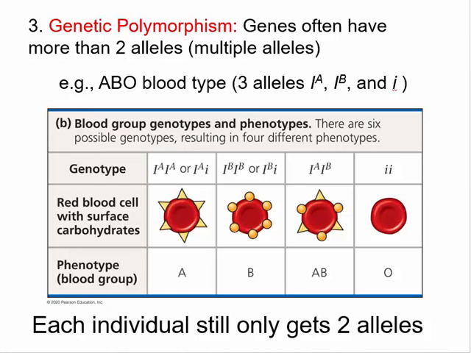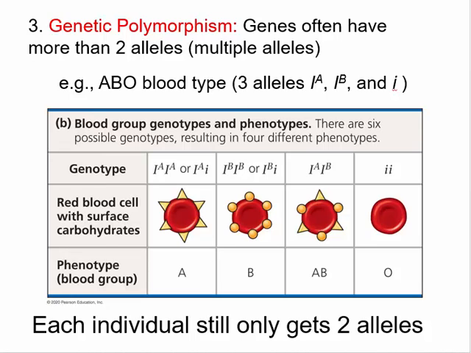Another extension or exception to some of these Mendelian patterns would be genetic polymorphism. And we can use blood type yet again to illustrate this point. Now, for the ABO blood type, there are three different alleles, IA, IB, and little i. Any individual only gets two of them, but in the population, there are those three alleles. Some genes might have many alleles, and so that is called polymorphism. Poly means many, morph means shape, but really the idea is poly, we've got many alleles.